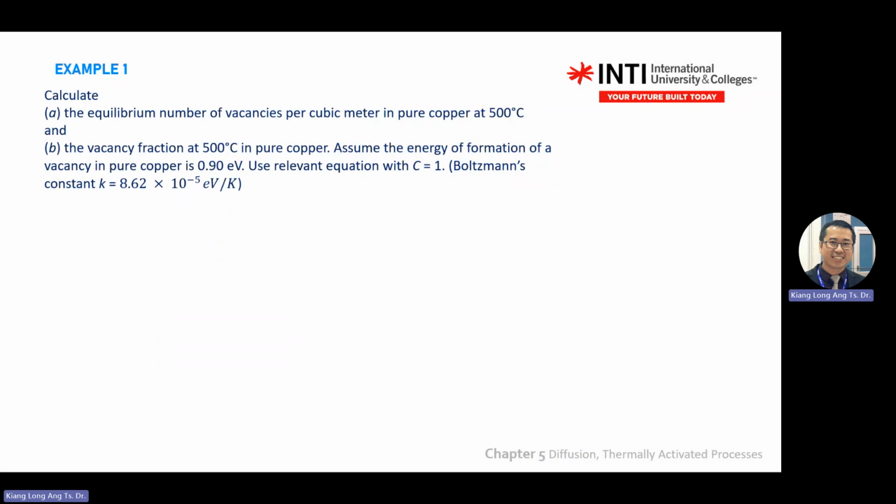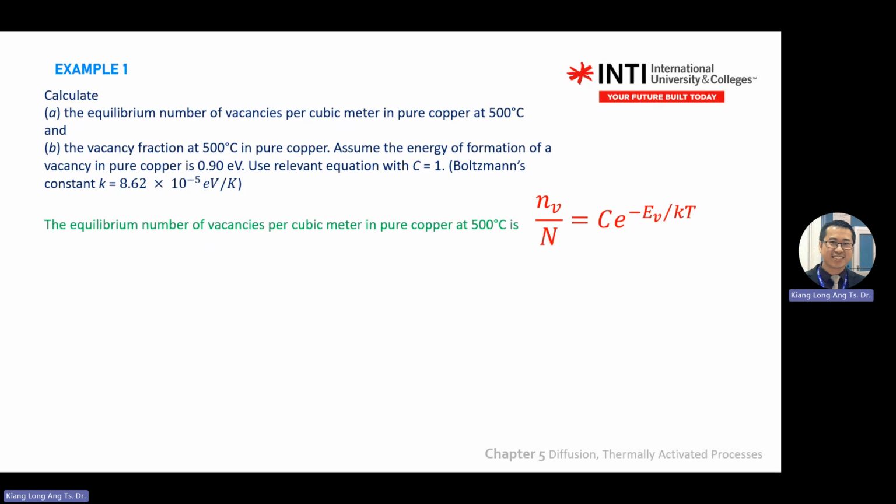Calculate the equivalent number of vacancies per cubic meter in pure copper at 500 degrees C. The second type asks you for the vacancy fraction at 500 Celsius in pure copper. The same energy formulation is given. C is assumed as 1, and the Boltzmann constant is given. So here, it's just an application of the equation NV divided by capital N equals C E exponential minus EV divided by KT. You need to convert the 500 degrees C into Kelvin.